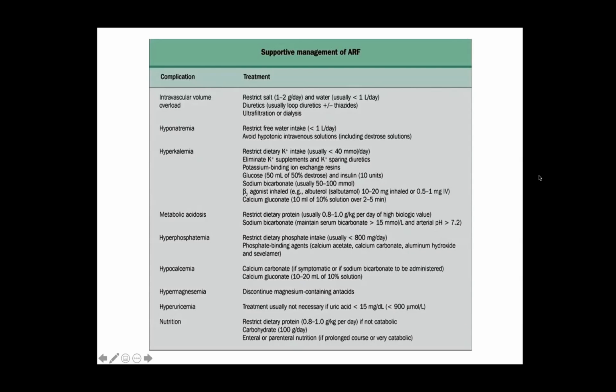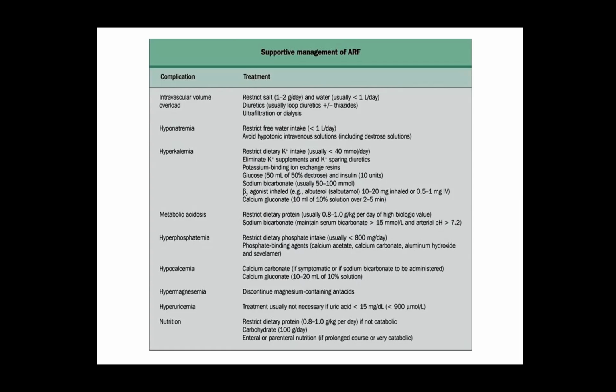Supportive management of AKI. So, if there's volume, we talked about it. If it's pre-renal, you give fluids. If there's volume overload from not improving, then you restrict water, restrict salt, give diuretics. And if nothing works, then of course there's dialysis or ultrafiltration. Hyponatremia, again, in AKI is often related to increased fluid, so you restrict free water intake. Hyperkalemia: watch their diet, make sure your patients are on the right diet when they have AKI and hyperkalemia.